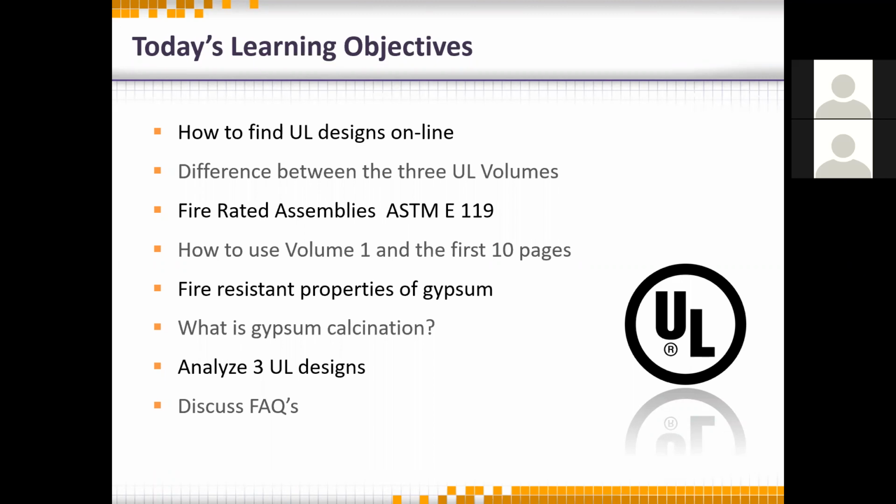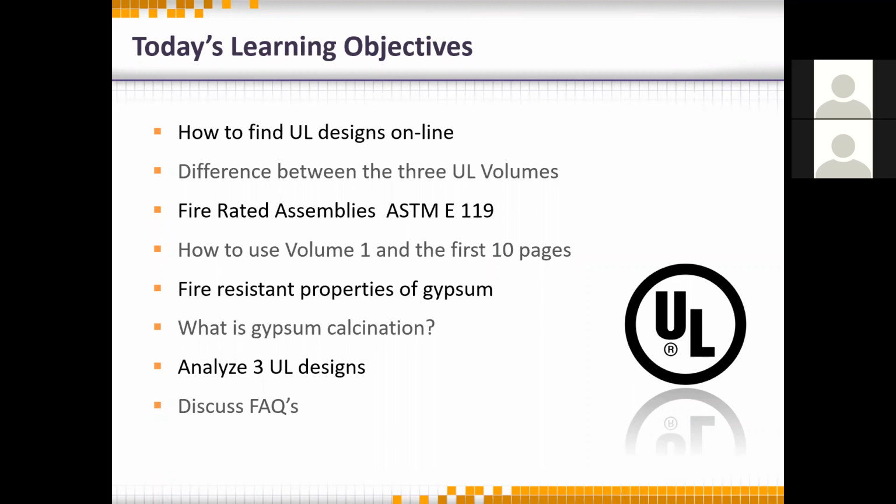Then we're going to jump into the 3 volumes of the UL directory. We'll talk about each one briefly, and we'll really focus on volume number 1. We want to show you the ASTM E119 fire test. We have a video of that. It's pretty cool. I think you're going to enjoy seeing what manufacturers' products go through in order for us to get our fire ratings via UL.